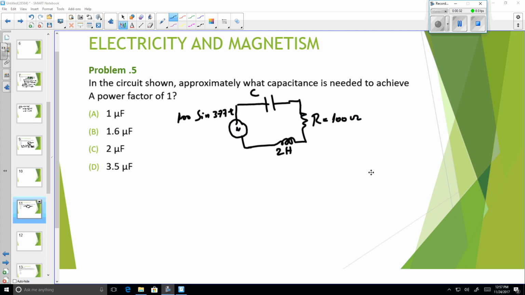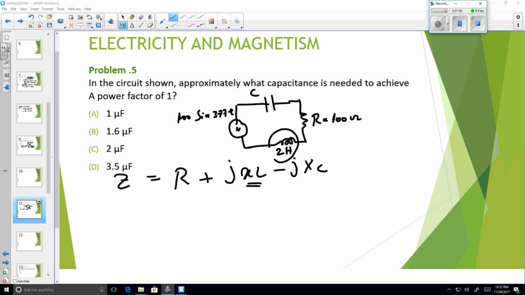what's the equivalent impedance in this circuit? Three of them are connected in series, so we have R plus jXL minus jXC. Okay, so that's the total impedance because three of them are connected in series. Now, XL here is the inductive reactance for this coil, and XC here is the capacitive reactance for this capacitor.